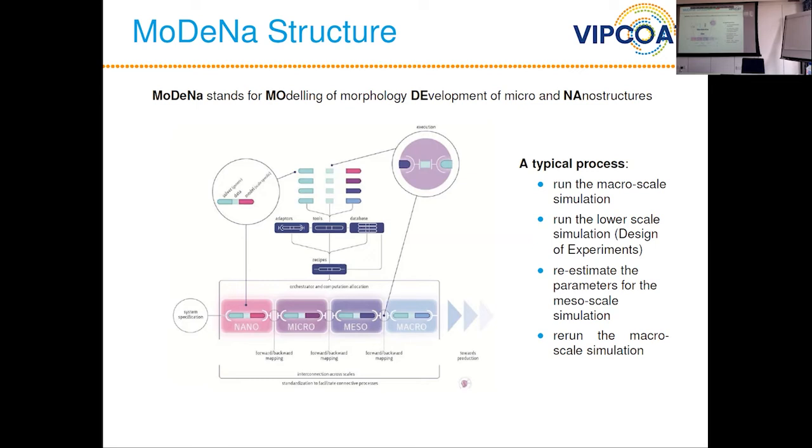So the main components are the scales of the model that you are using. In the documentation of MoDeNa, it's usually mentioned that we are using four scales: nano, micro, meso, and macro scale, and that we have the communication developed in between them. And then we have a database that is positioned here that serves a central role in this platform, and that feeds the necessary information and fetches the results from the simulation when the simulation is being run.